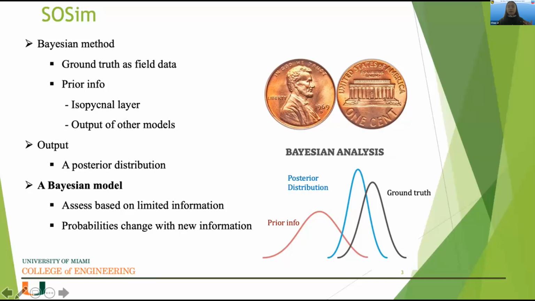The Bayesian model uses the information to construct a posterior distribution, which leads to an 80% head rate instead of 50. In SOSim, we used the same concept. The limited field observations of oil concentration are used as ground truth, and the density layer of the isopycnal layer and outputs of other models are used as prior info. The output of the SOSim model is a posterior distribution of submerged oil. We use the Bayesian method because it has unique features. First, the Bayesian model can assess probability based on limited information, which is suitable for submerged oil in the water column. Also, this kind of inferred probability can be updated when new information is available, so it can predict the distribution of submerged oil in real time.